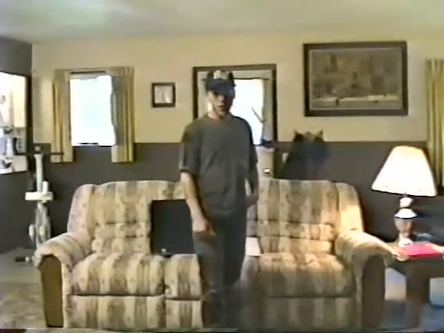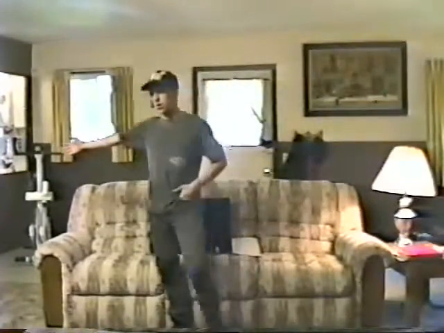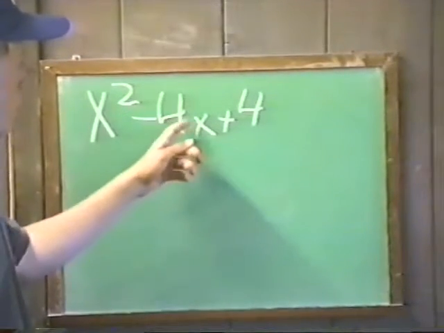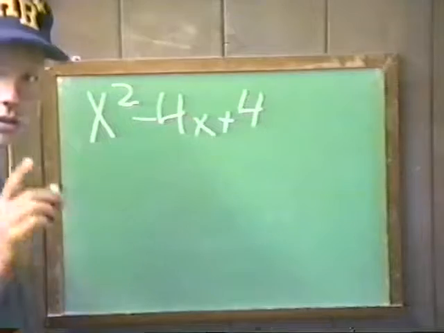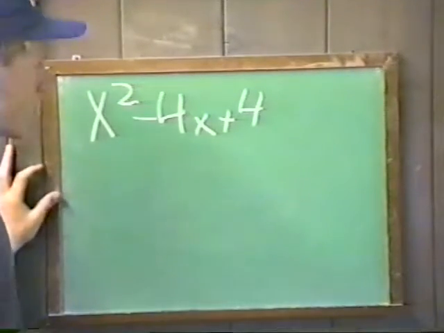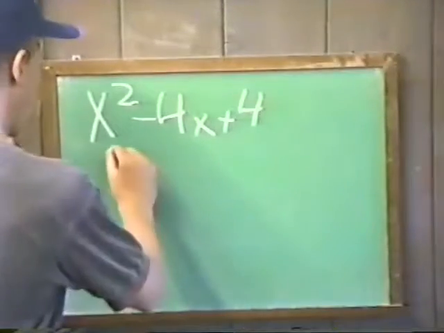I believe it comes from factor, which means simply to find the zeros, intercepts, or roots of the equation. Now let's move over to the chalkboard. Take this equation for example: x squared minus 4x plus 4. This is an easy equation to factor because I wouldn't want to make it hard for you.